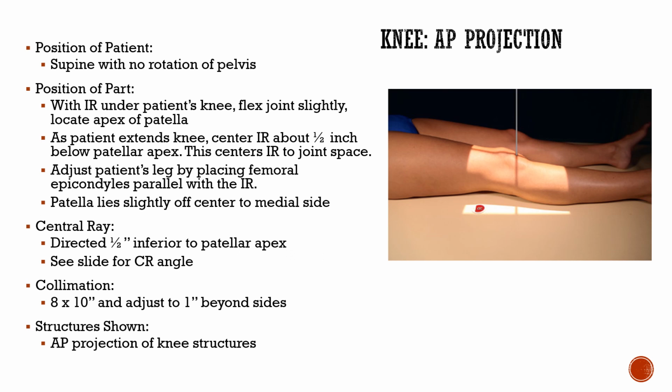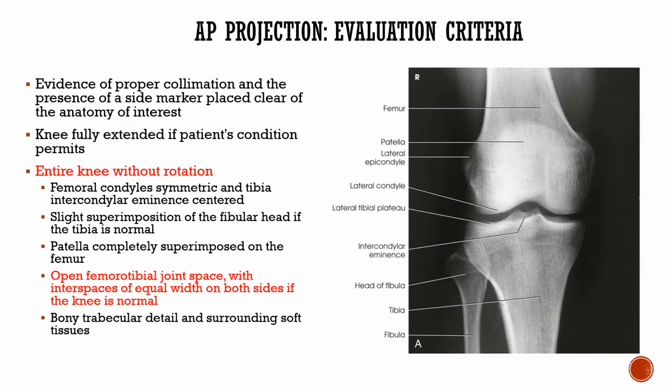Our collimation is going to be an 8x10 and going to adjust down to 1 inch beyond the sides, and we're going to get an AP projection of the knee structures. On the image, we want the knee fully extended if the patient's condition permits that to be done. We want the entire knee without rotation. That means that the femoral condyles should be symmetric and the tibial intercondylar eminence should be centered.